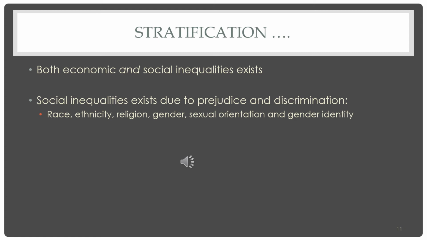There may be some social factors within that culture that create prejudice and discrimination, and thus allow certain groups of people to be higher or certain groups of people to be lowered. So what I need you to know is that both economic and social factors create inequalities, and when we look at social inequalities, it is usually based upon different factors such as race, ethnicity, religion, gender, sexual orientation, that leads to prejudice and discrimination.